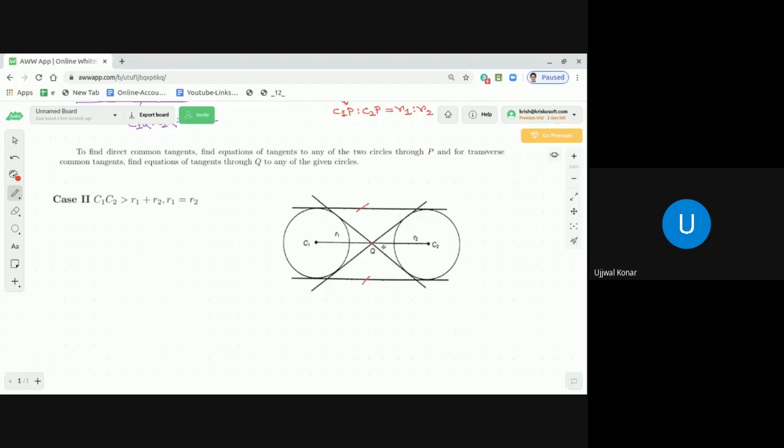So what we get: the direct common tangents are this one and this one. These are the direct common tangents. And what are the transverse common tangents? So we get this one.